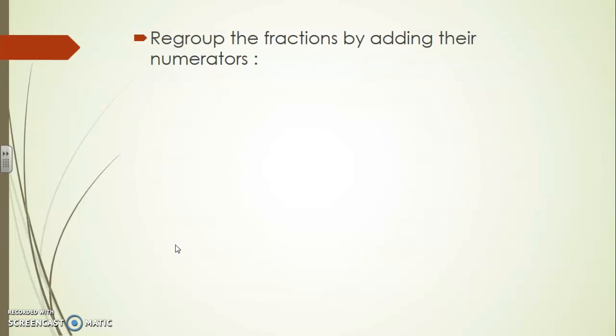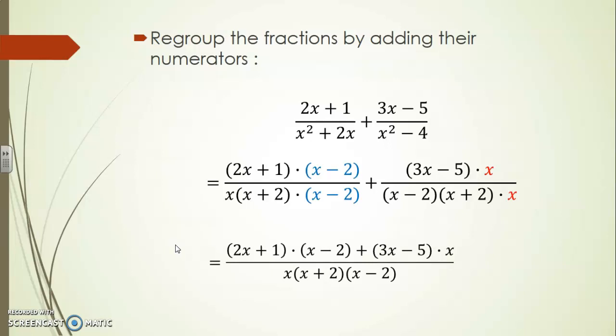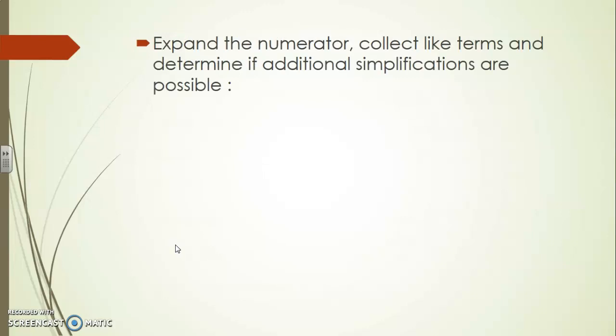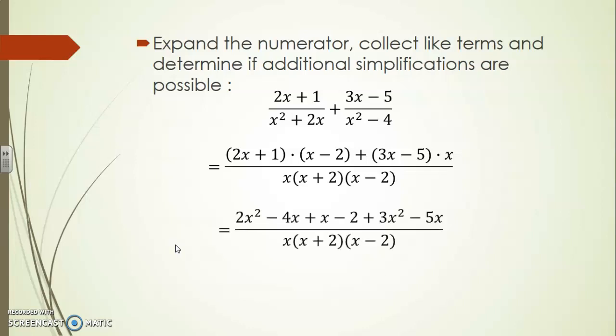Now we can regroup the fractions by adding their numerators together. These are properties of fractions that we've seen previously. Expand the numerator and collect the terms and determine if additional simplifications are possible. So on the numerator, now we'll proceed by expanding and regrouping like terms. In this particular example, if 5x squared minus 8x minus 2 could have been factored some more, we would have actually gone through that process.